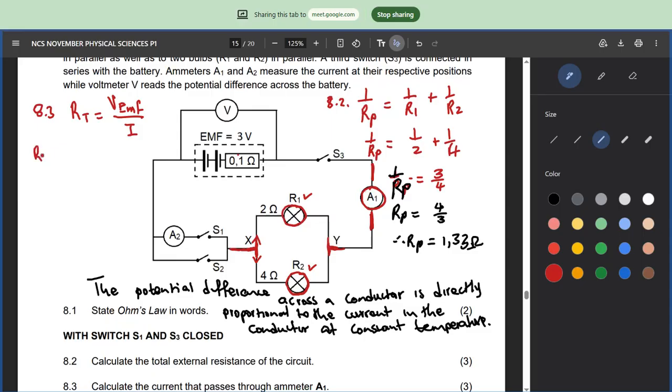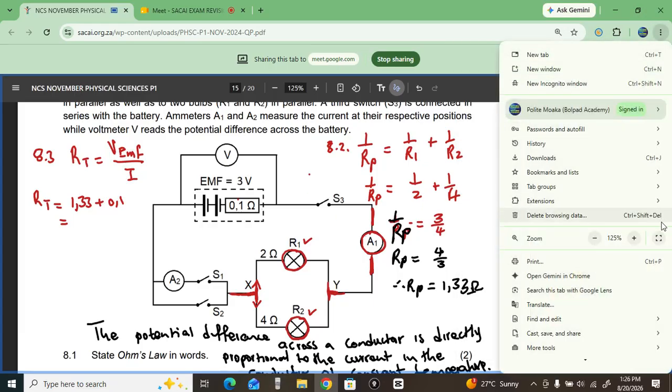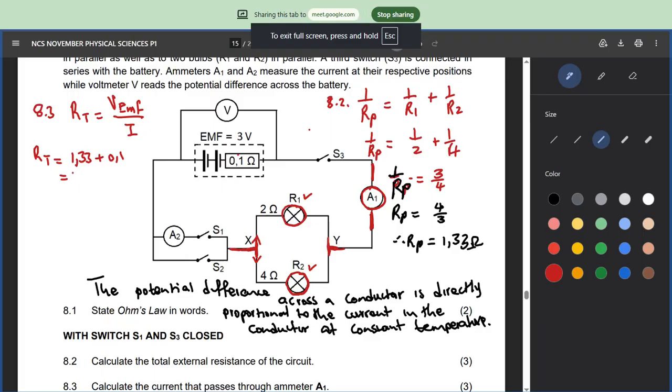We need to first find our R total. So the R total will be the internal resistance, we add it with the R parallel. The R parallel was 1,33. We need to add that with 0,1. So what do you get when you add these two? 1,33, we're going to add 0,1. I get 1,43. Or do you want the other form? Yeah, 1,43 is fine, I'll take the decimal. 1,43. So this is 1,43.